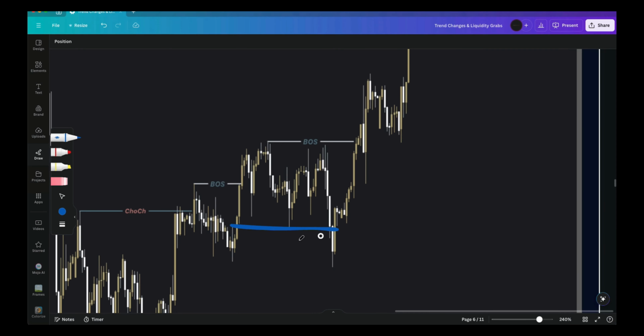Okay, so as you can see here, we have it right here, right? So what did price do? Sweep, and then we have this nice engulfing candle.